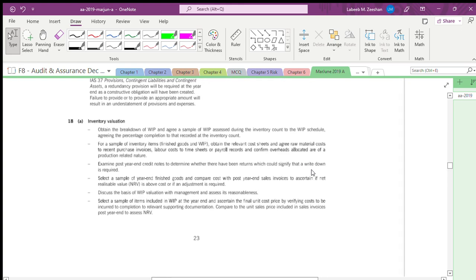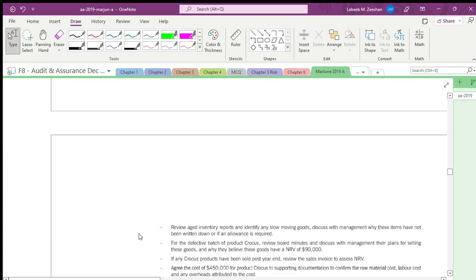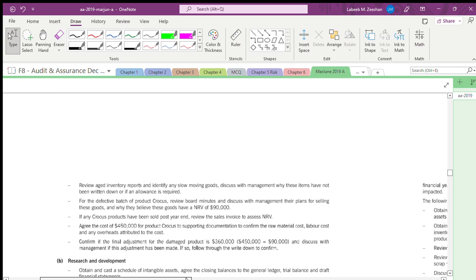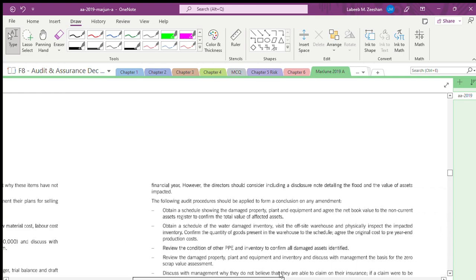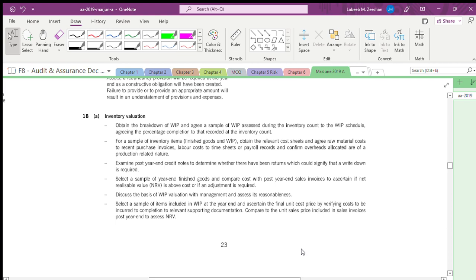Now, when you are going to review this, just increase the font size. What it says is that we are talking in terms of inventory. One minute, I just want to make sure of that.